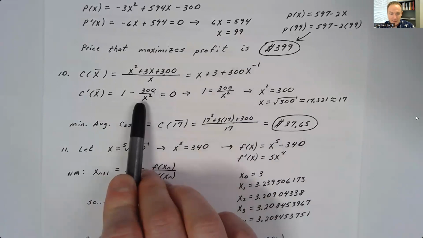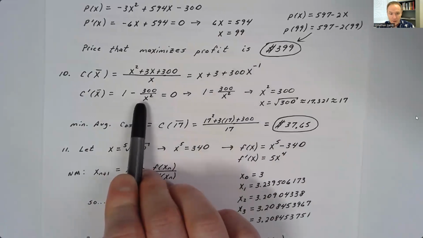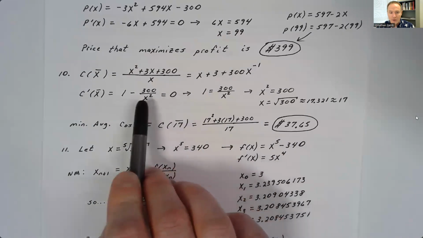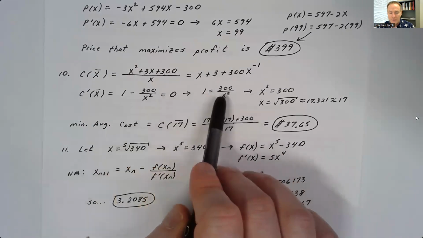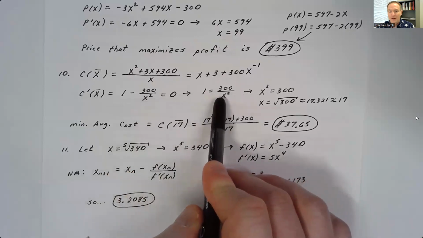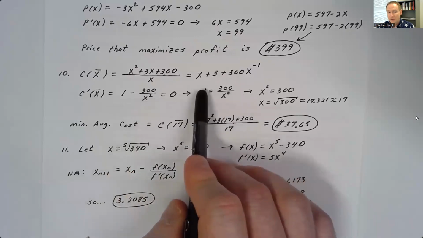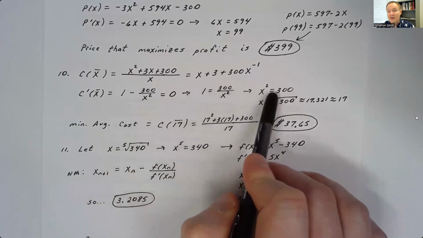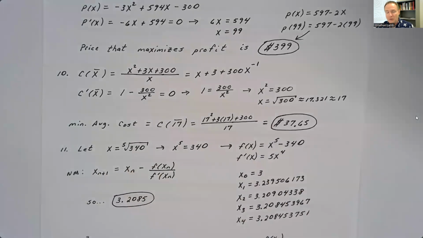I preferred to write that as minus 300 over x squared. We set that equal to 0 to find the critical points. When I do, I just move the 300 over x squared to the right-hand side. Then all I have to do is multiply by x squared on both sides, and you'll get x squared is 300. That means x is equal to the square root of 300, which is approximately 17.321.